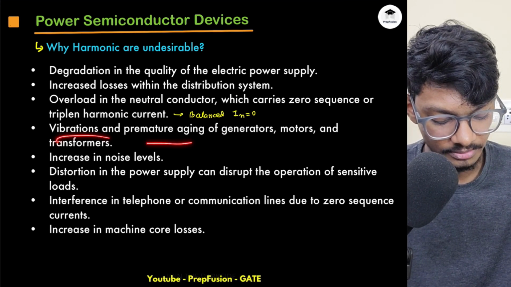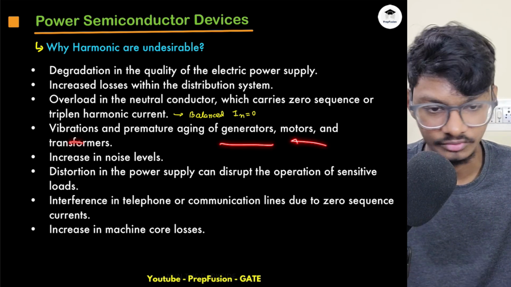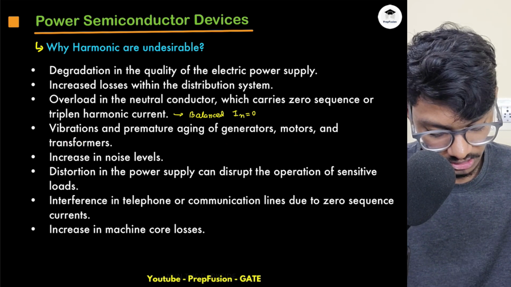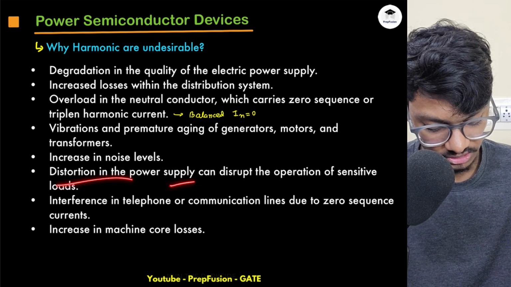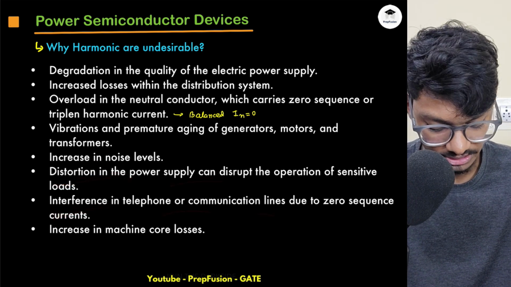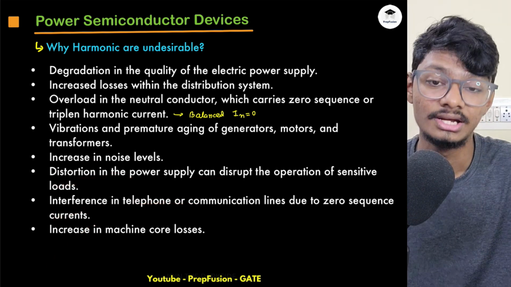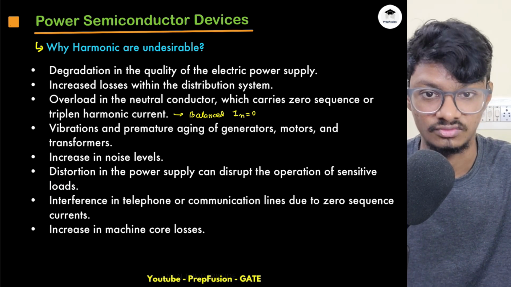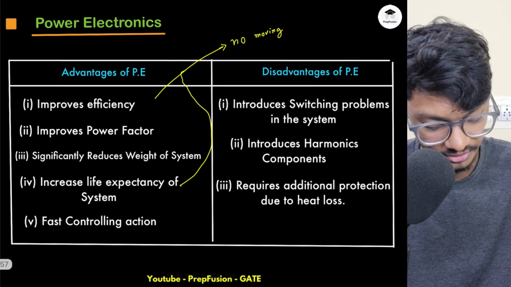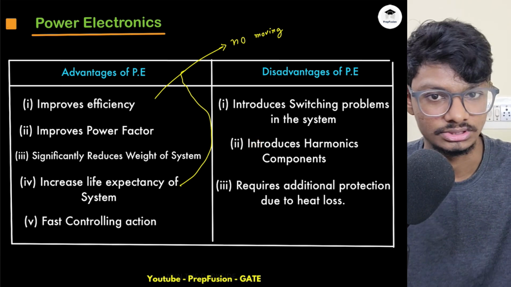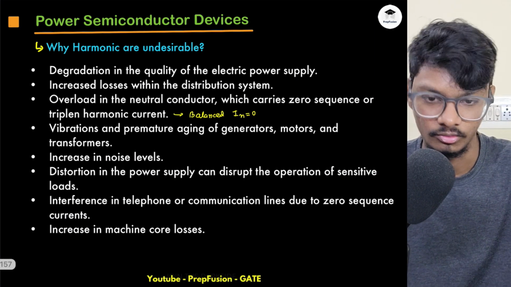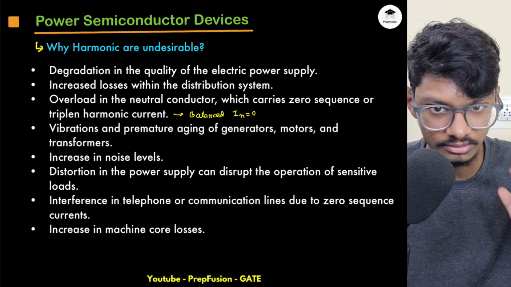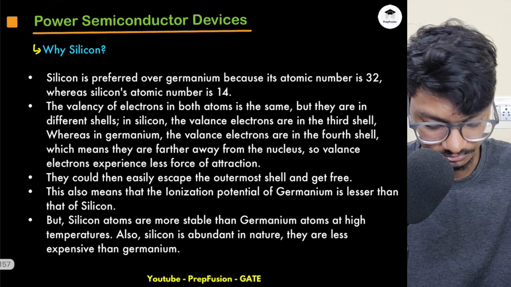Then vibrations and premature aging of generators, motors and transformers. We'll understand this when we study machines. Increase in noise levels, distortion in the power supply, interference in telephone communication lines, and obviously increase in machine core loss. All these are disadvantages of harmonics, and we don't want them. Obviously, this is a very big problem, and we'll have to solve this. How will you solve this? We'll see that also. So I've given you the proper reasoning why harmonics are undesirable.